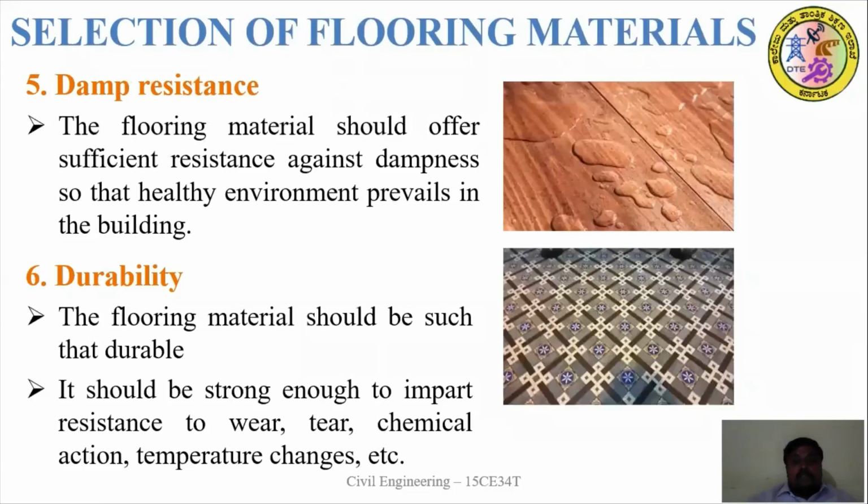Next, damp resistance. Whatever material we select should offer sufficient resistance against dampness so that a healthy environment can be kept inside the building. Otherwise, it is going to create other types of problems. Next one is durability. Always we give preference to a long-lasting, durable condition. Whatever type of material we select should be durable and strong enough to resist wear and tear, chemical actions, temperature changes, etc.